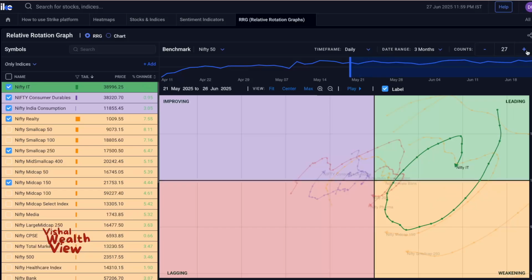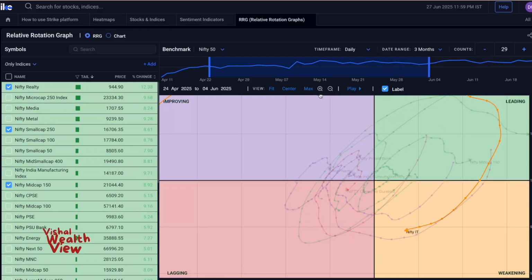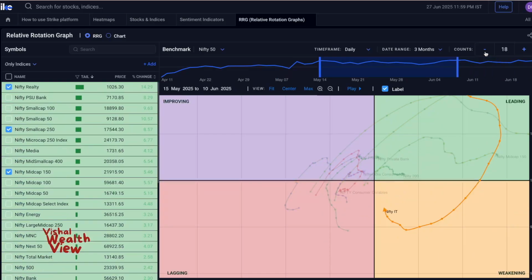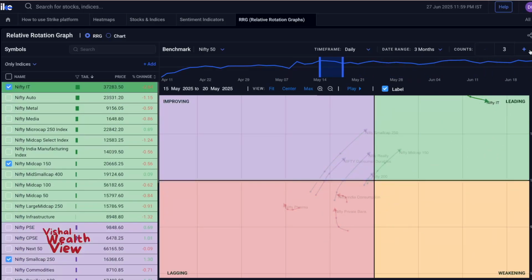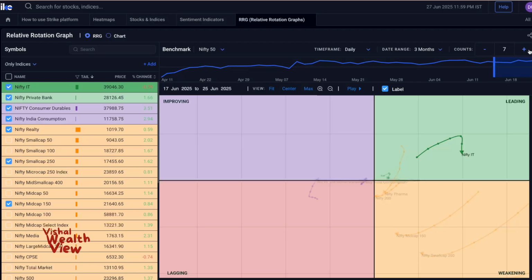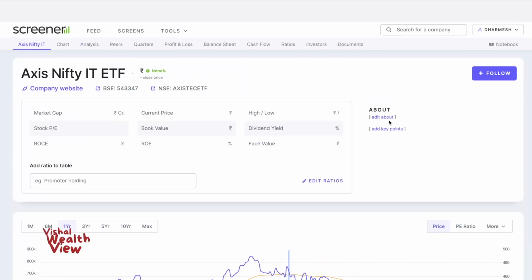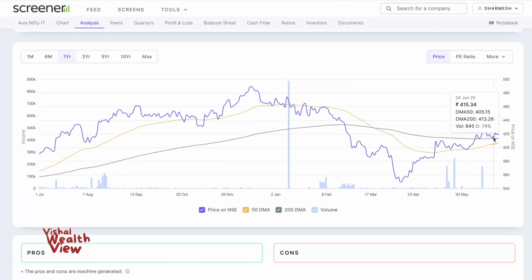If I look at the 30 days view, it has been almost in the leading quadrant for more than 30 days. Okay, so let's take a look at what it might do in the future. If I take a look at the 7-day picture in recent times, it is going towards the weakening quadrant, and I'm not sure what the index is doing. If we see Nifty IT, it is going towards a consolidation phase. That means it's entering a weakening phase right now. So this particular index might not give a sudden jump in the future.